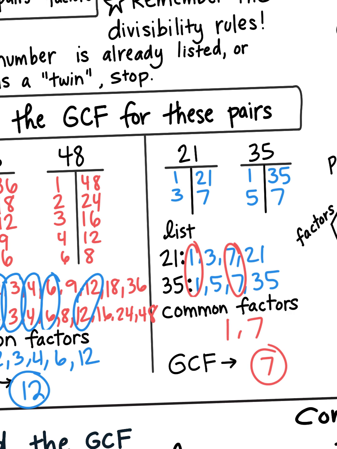Okay, so your factors for 21 should be 1, 3, 7, and 21. Your factors for 35 should be 1, 5, 7, and 35. Your common factors are 1 and 7, but the GCF is 7. Okay, let's go down to the bottom.